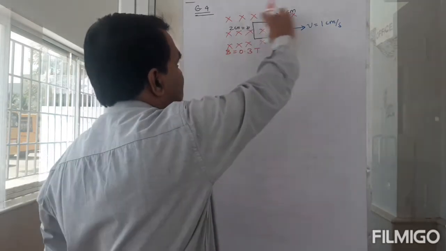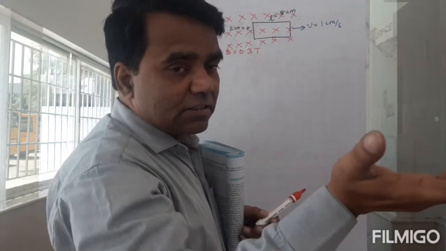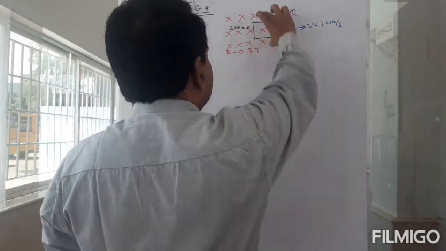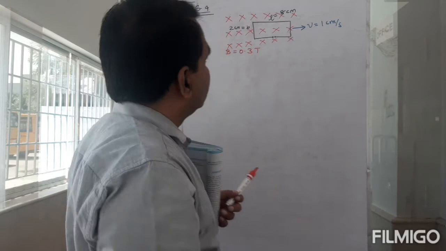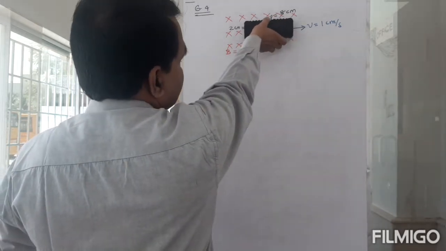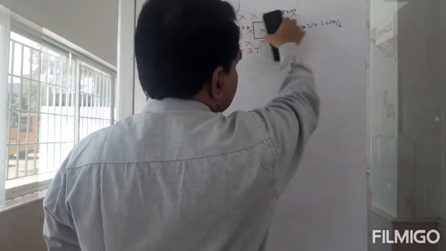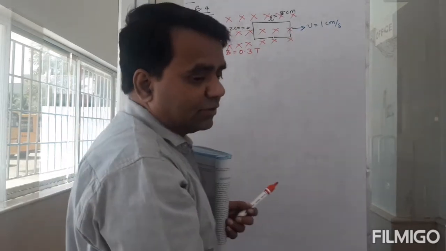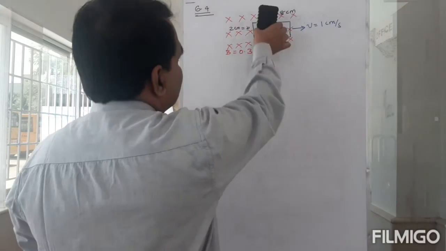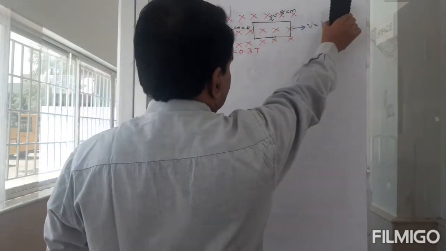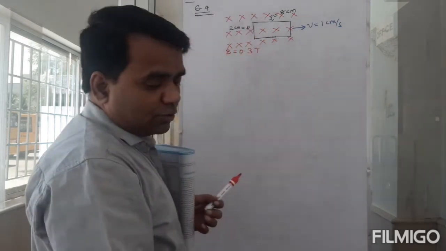Okay? When it is done this way, the next part is, instead of keeping it like this, if you keep it vertically. Now the loop is like this. If you keep this vertically and move it out with the same speed, then what would be the EMF induced? Same loop, but in the first case you are moving it like this, in the second case you are moving it like this.